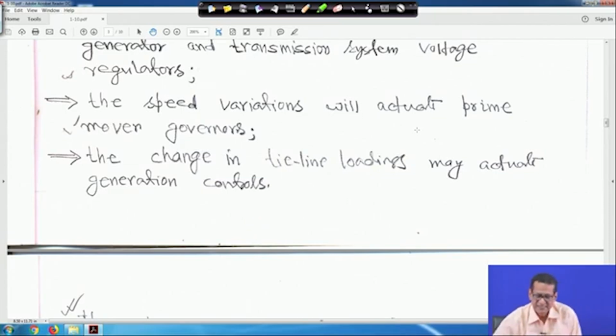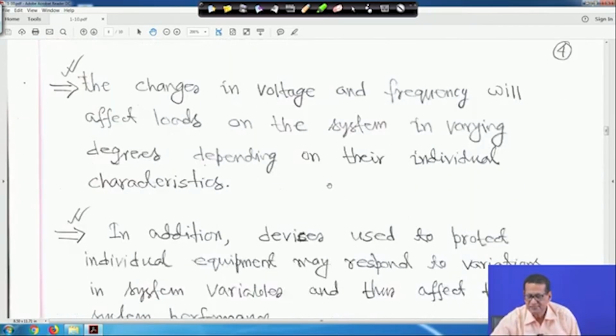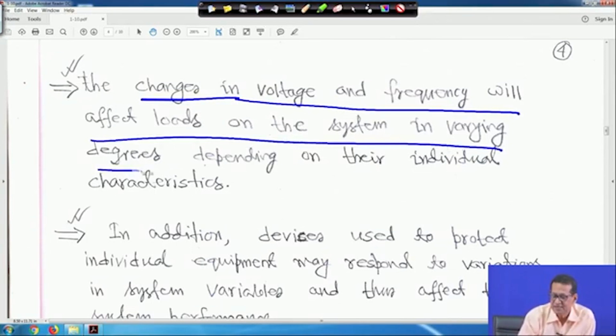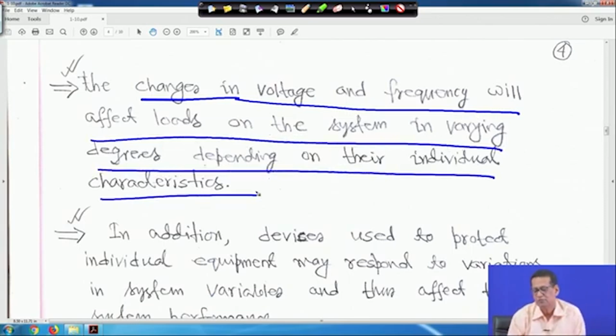Therefore the changes in voltage and frequency will affect loads on the system in varying degrees depending on their individual characteristics, right? Because if you are aware, different types of loads are there, and many loads are sensitive to the voltage magnitude as well as the system frequency. So based on that they will also be affected, right?